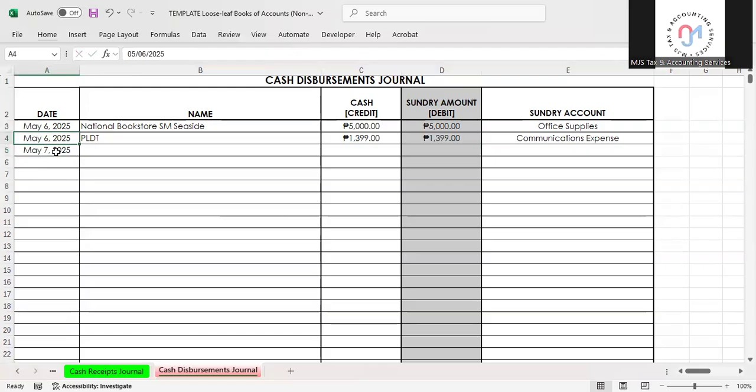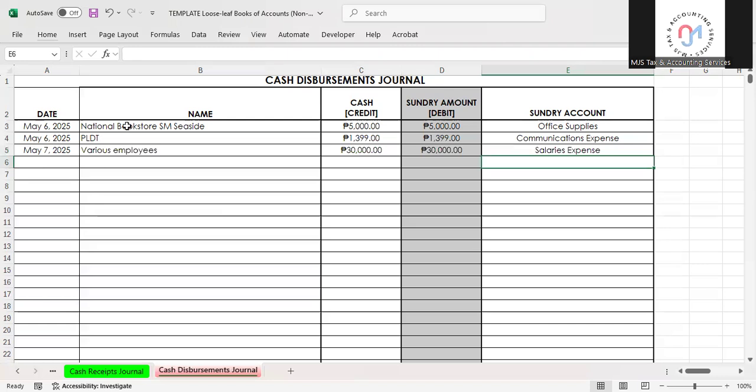Let's say the next day, we paid our employees their salaries. So various employees. Let's say 30,000. Then this is for salaries expense. So as easy as that.